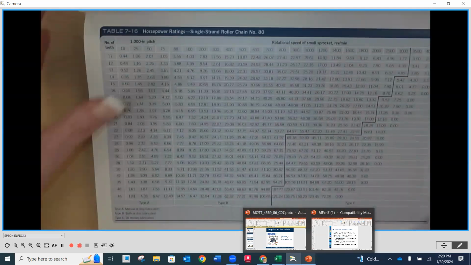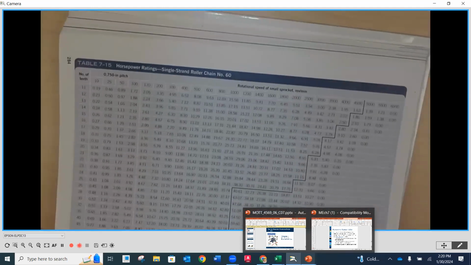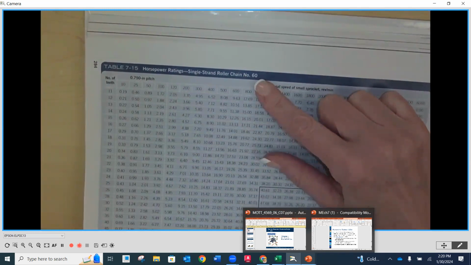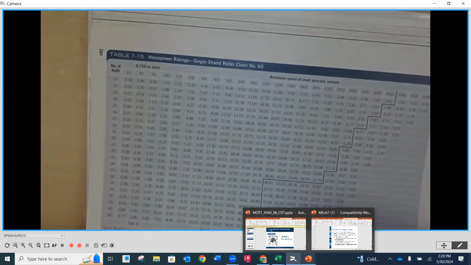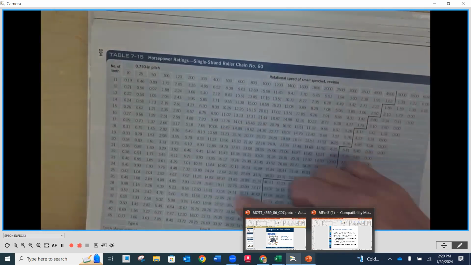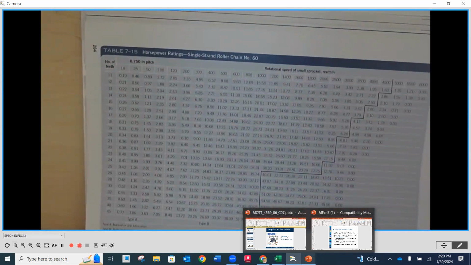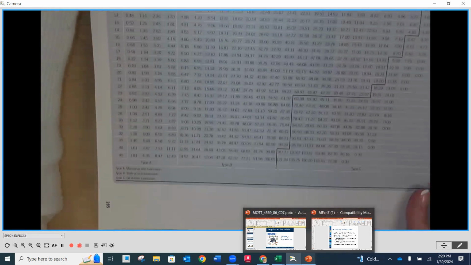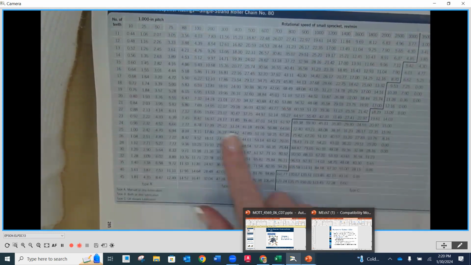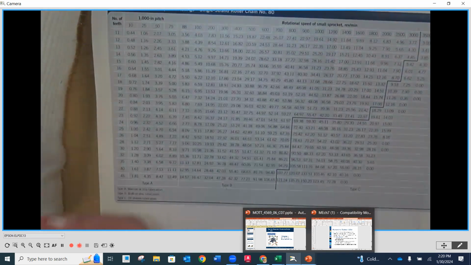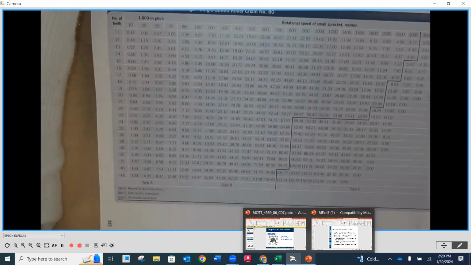If I turn the page, you're going to notice we go up a size. This is going to be a number 60 chain, so that's 3/4 inch pitch. And now you'll notice these numbers just got considerably larger in the middle of the chart. And then lastly, we have number 80 chain. This is even larger, 1 inch pitch. Again, those numbers are getting larger just because of the nature of the chains getting bulkier.